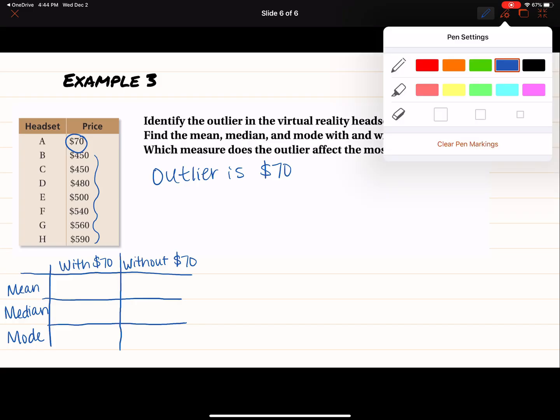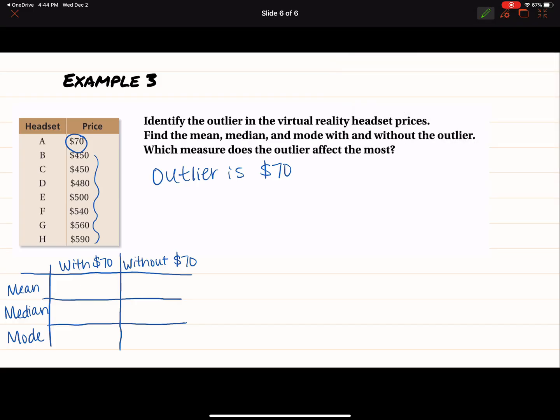So for my mean here, we'll do the with column first. My mean with the outlier, I'm just going to add all these together and divide by how many there are. So 70 plus 450 plus 450 plus 480 plus 500 plus 540 plus 560. We're running out of room. Plus 590. And then I'm going to divide that by how many there are. There are 8.